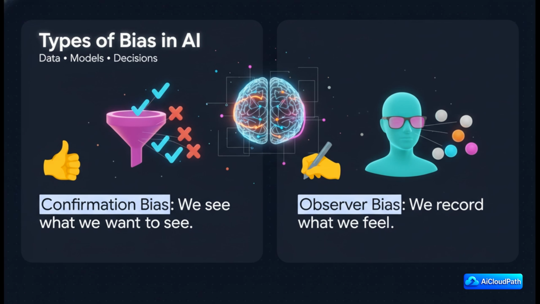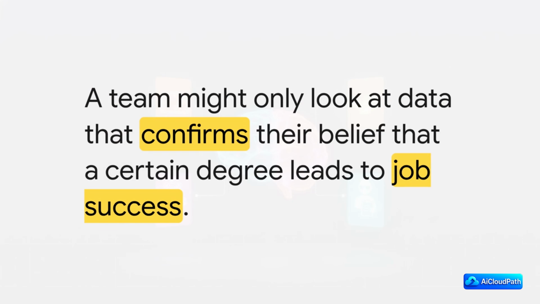And really, you can think of these as two sides of the same coin. On one side, you have confirmation bias. That's our classic human habit of seeing what we expect to see or what we want to see. And on the other side, there's observer bias. That's when our own feelings and subjective thoughts start to color how we actually record what we're seeing. Let's make this super concrete.